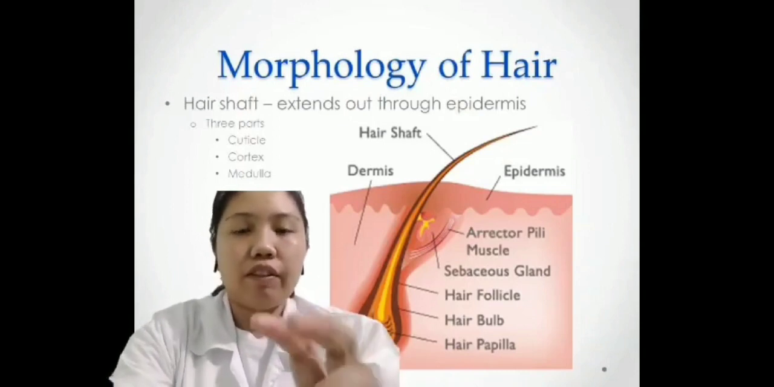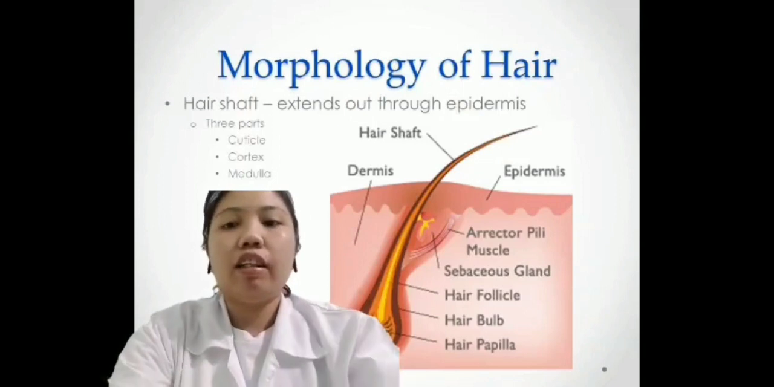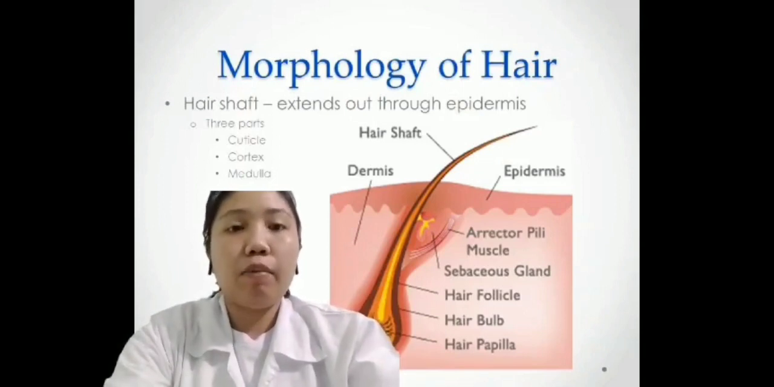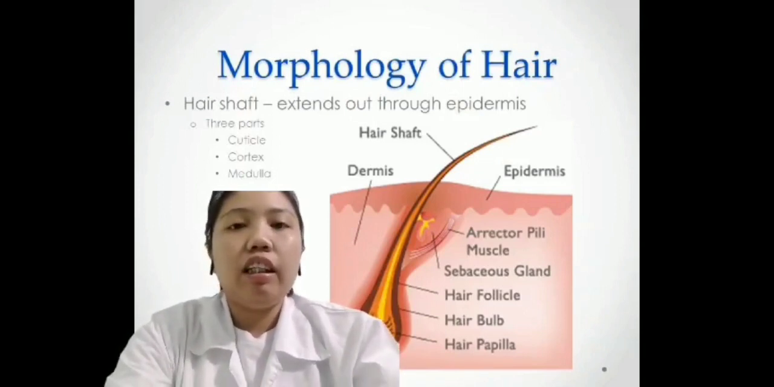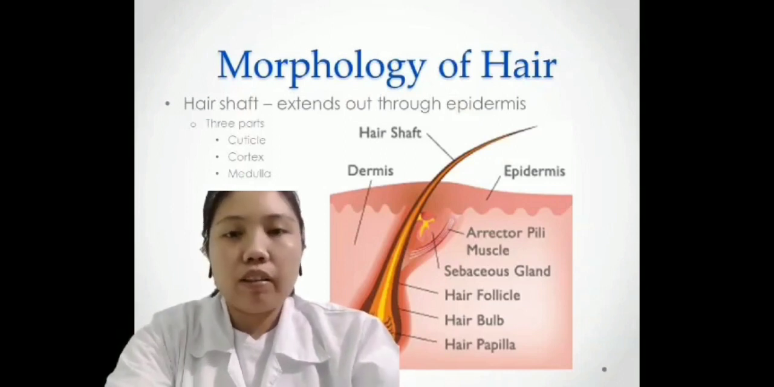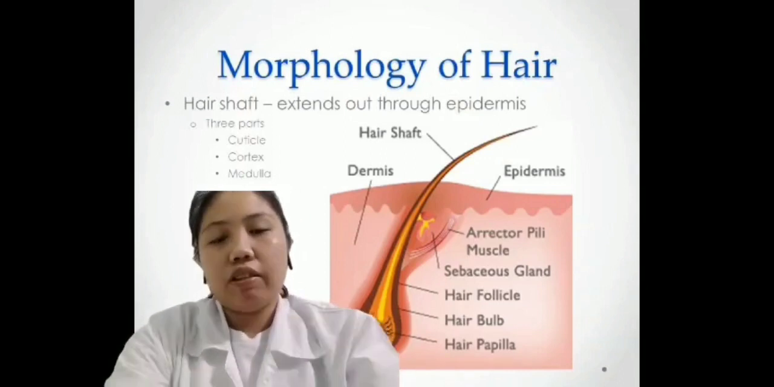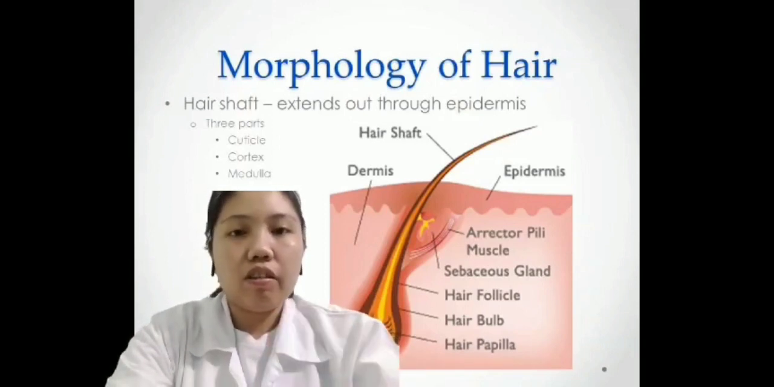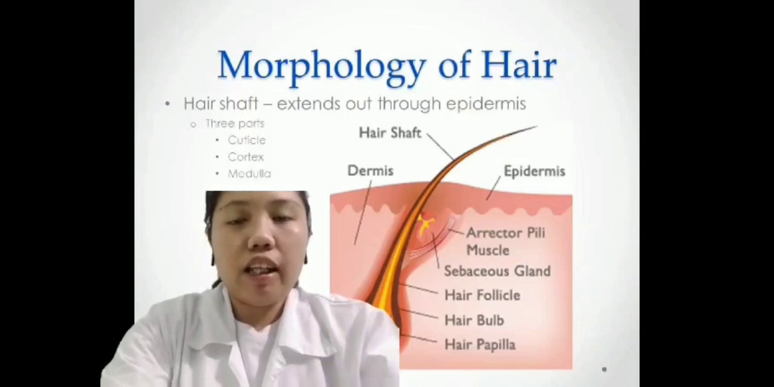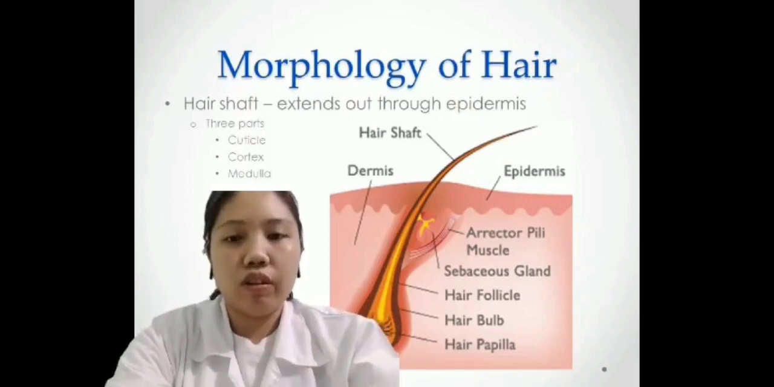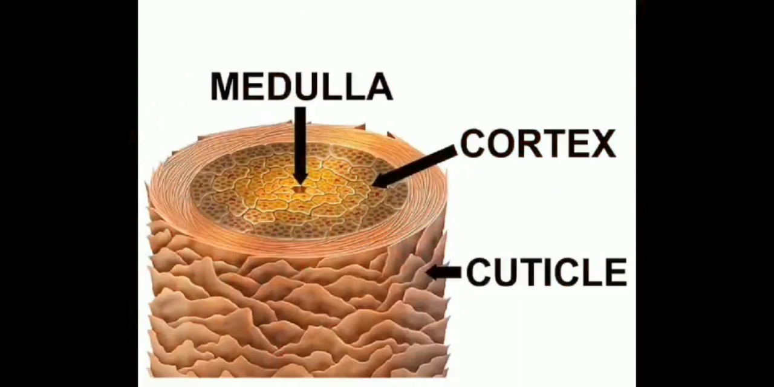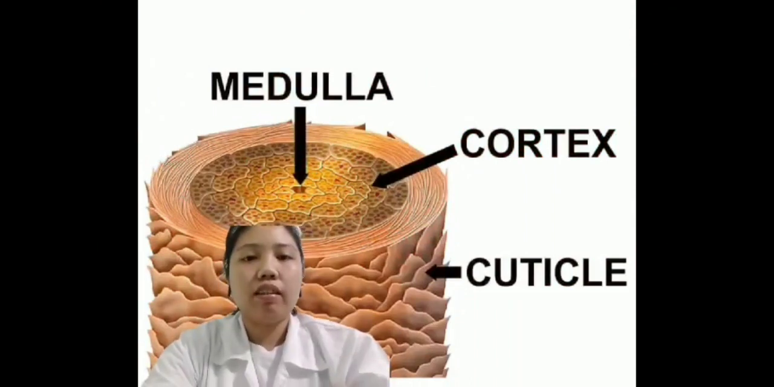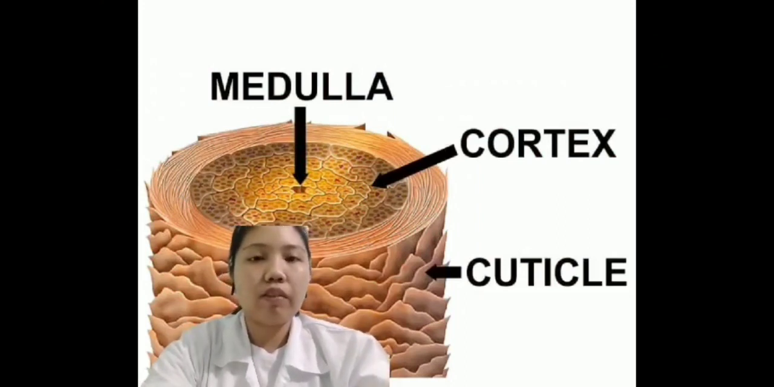Next is the shaft, which has three parts. The shaft is the portion above the surface of the skin, and it is the most distinctive part of the hair. It has three parts, which are the cuticle, cortex, and medulla or core. The first part is the cuticle, the outermost part of the hair.